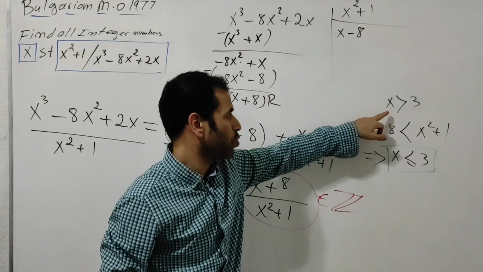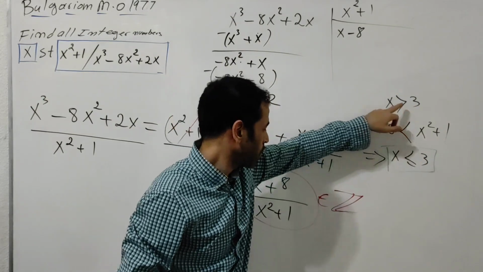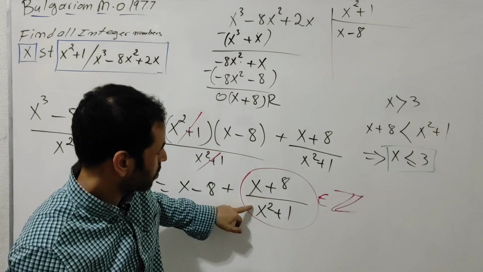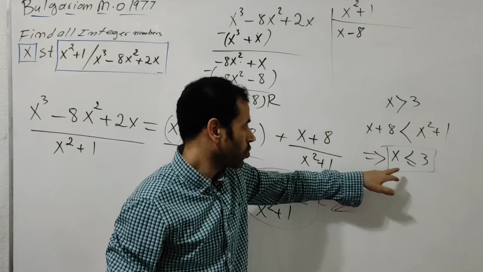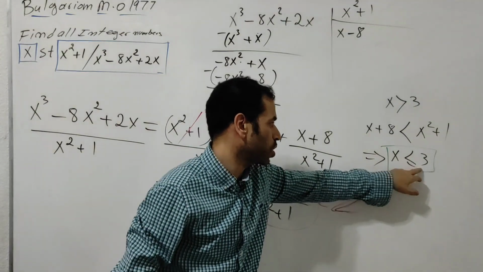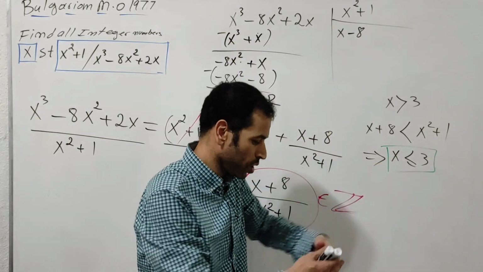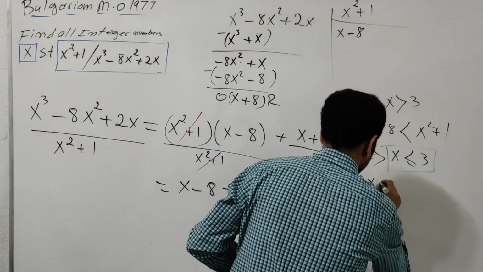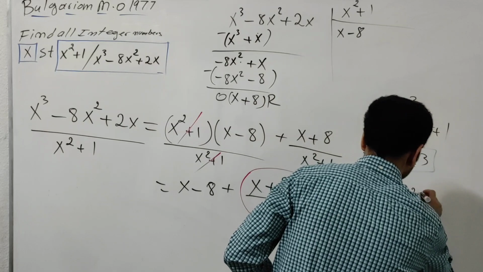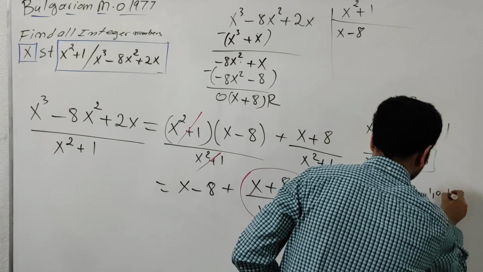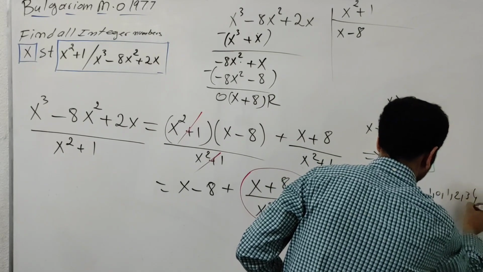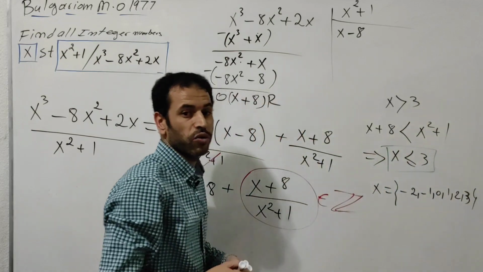Okay, because by using x strictly superior than 3, we can never have this divisibility verified. So x must be inferior or equal to 3. If x is inferior or equal to 3, that means x will take the following values: minus 2, minus 1, 0, 1, 2, 3, because it's taking negative solutions as well.